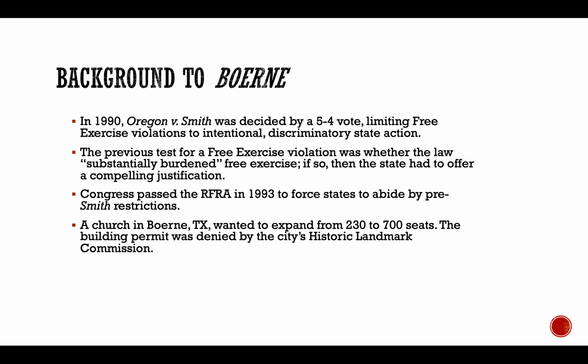So how does the Boerne case arise? So Boerne arises when a church in Boerne, Texas wants to expand its physical facility. At the time that the case is brought, the church has seating for about 230 congregants, and they want to expand their seating to 700 seats. Because this was a very old church, the church had to apply for a building permit with the city's Historic Landmark Commission.